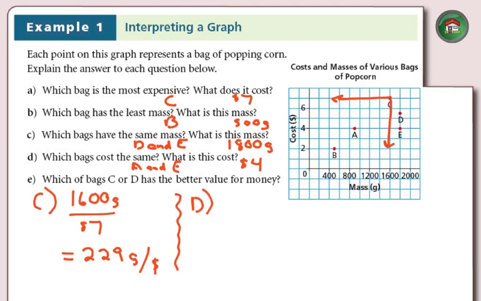Bag D, we do the same thing. D, we get 1,800 grams. And D costs us directly between 5 and 6, so that would be $5.50.